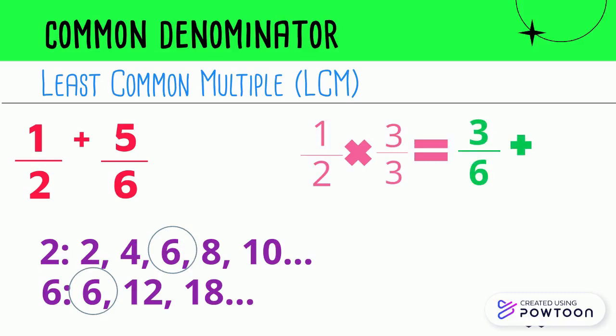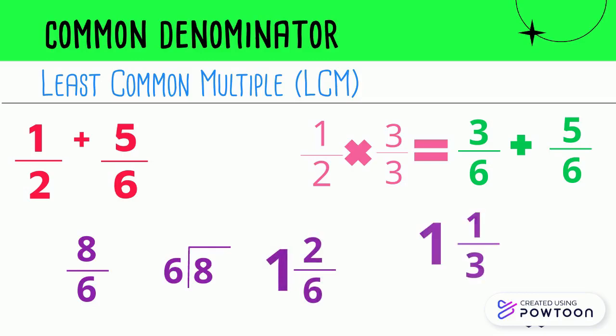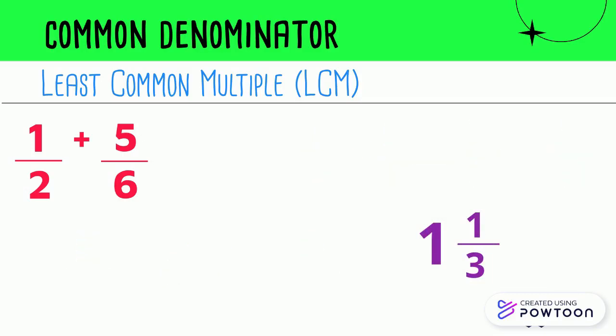The 5 over 6 stays because it was already 5 over 6. Now that they both have a 6 on bottom, you can add your numerators, 3 and 5. 3 plus 5 is 8. We get 8 over 6. That is an improper fraction, so we have to divide 8 divided by 6 to simplify. And we get 1 and 2 over 6, a mixed number, but it's not simplified yet. We have to simplify it to get 1 and 1/3. When we get 1 and 1/3, our 1/2 plus 5 over 6 equals 1 and 1/3.